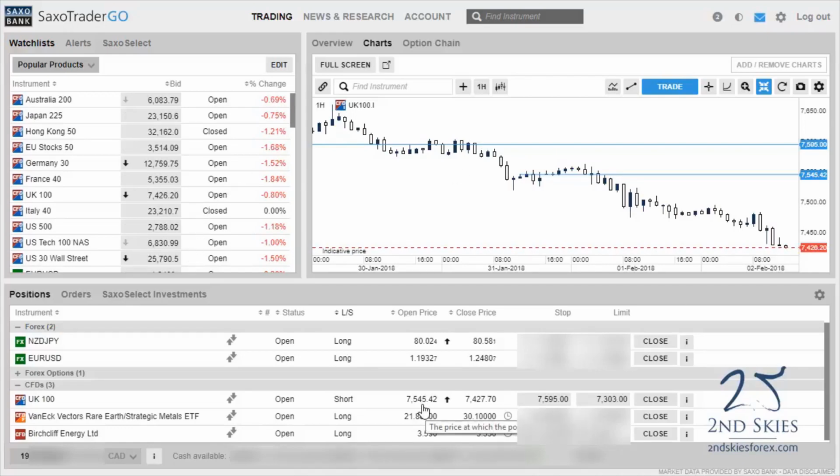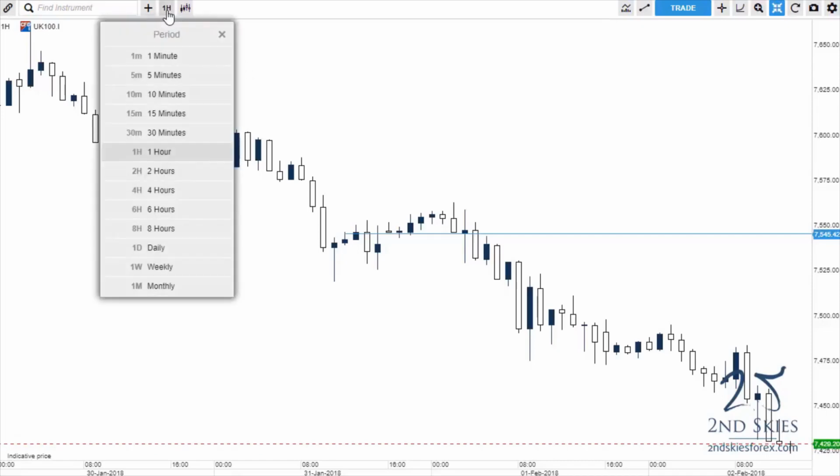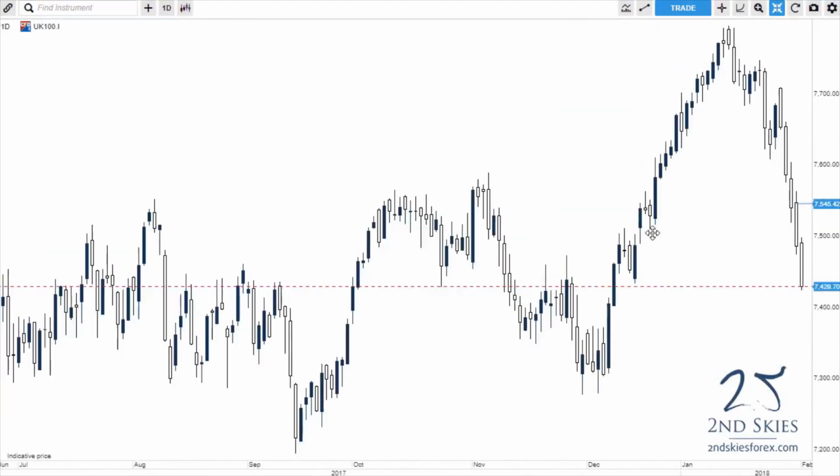Just for the details, I'm short at 75.45. My stop loss is at 75.95, and my take profit is at 73.03. So let's look at the chart. What I've done here is marked a line where my entry is, at 75.45. But what I want to do is briefly step back to the daily time frame and talk about the structure and the framework for how I make my trades.